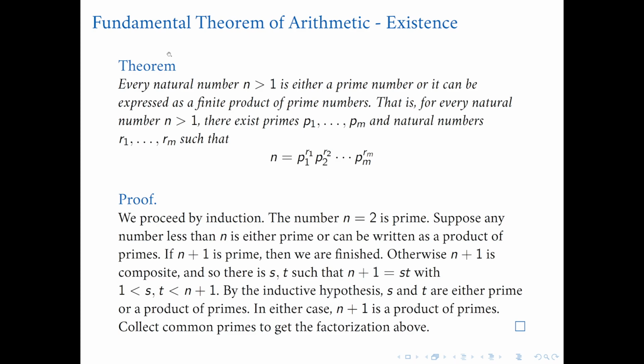So we want to show that if we have any natural number bigger than 1, it can be expressed as a finite product of prime numbers. That is, there exist distinct primes, so our P1 through Pm are going to be distinct, and exponents R1 through Rm such that n is P1^R1 times P2^R2, and so on. All we're doing is if P1 shows up a bunch of times, we just collect all of them into one prime power. Okay, so the word primes earlier was a typo, it should say distinct.